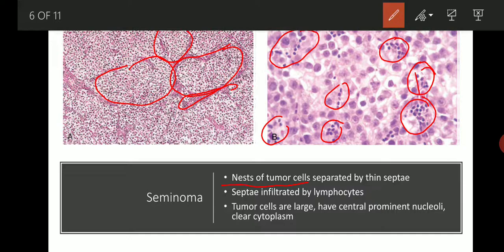The tumor cells of seminoma are large and polygonal, as you see here. They have a centrally placed nucleus, and usually the cells have a very prominent nucleolus. The cytoplasm is clear because they contain a lot of glycogen. If you remember, this is very similar to the dysgerminoma of the ovary. So these 3 or 4 features characterize seminomas. You can get a question or short note on seminoma.